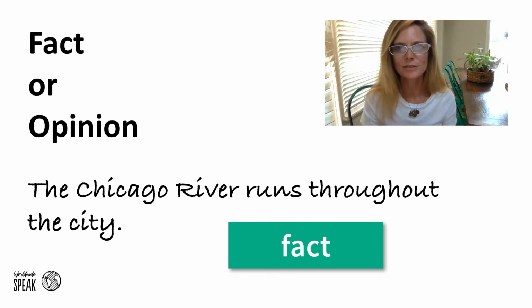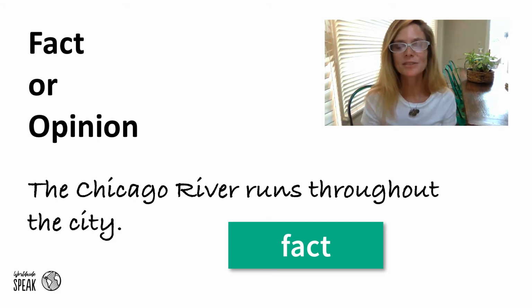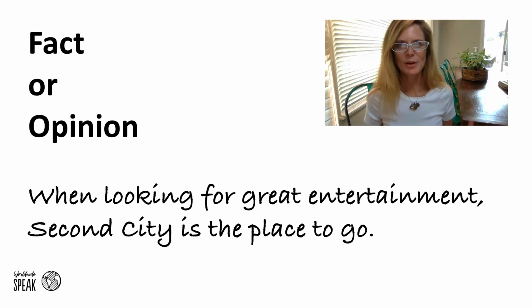We can Google this and find out that it's true. We can prove it. We can look at a map and we can see that the Chicago River goes through it. We can prove that. So this sentence is just a fact about Chicago. What about this one? When looking for great entertainment, Second City is the place to go.